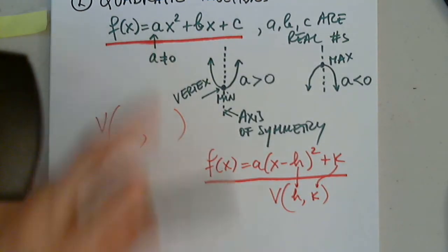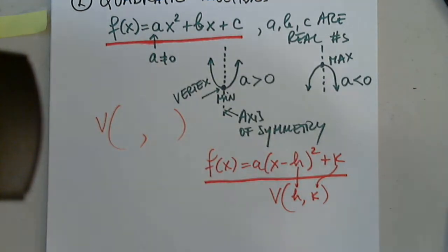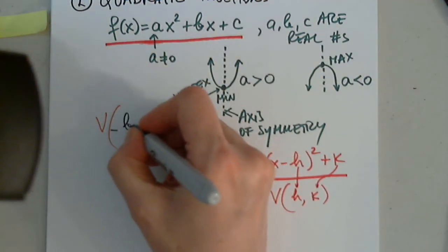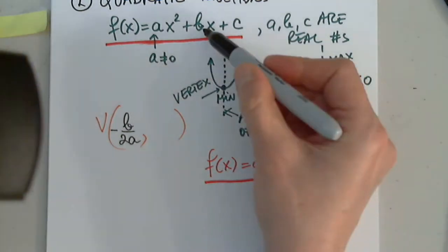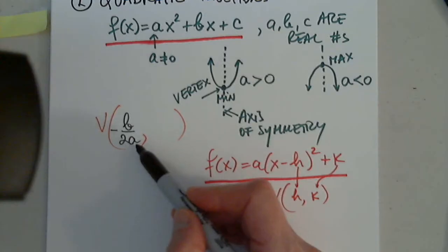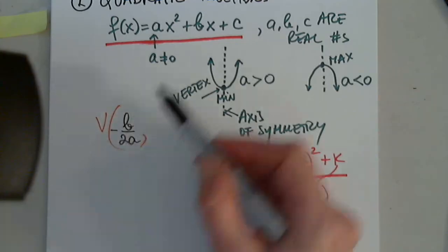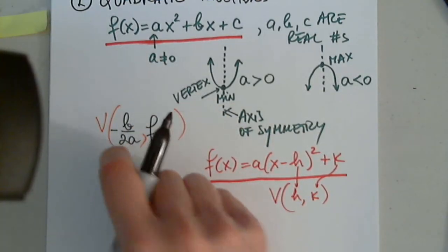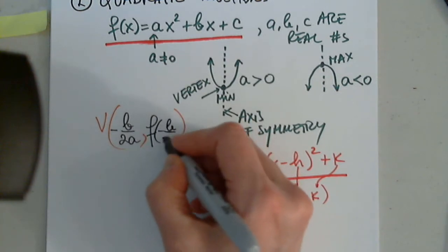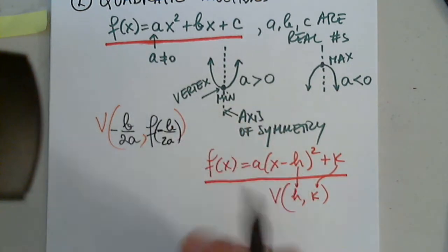But if it's not presented with a completed square, then it's negative b over 2a, negative b over twice a, with minus in front, right? Negative b over twice a, and the function value at that value.